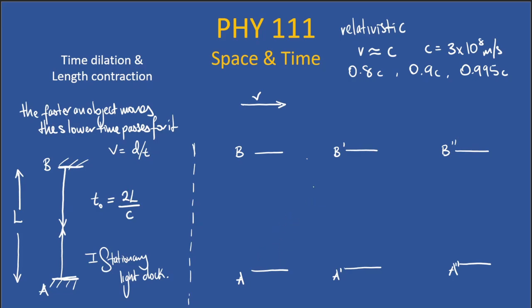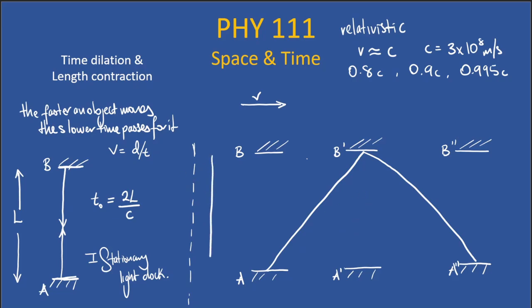So as the spaceship moves past us, the light is going to go from A. It's going to hit the mirror B. Okay, remember these are mirrors, so they don't absorb the light, they just reflect it perfectly without losing energy. So it goes from A to B, back to A. Perfectly elastic without losing energy. And the distance between A and B is still going to be L. That doesn't change.